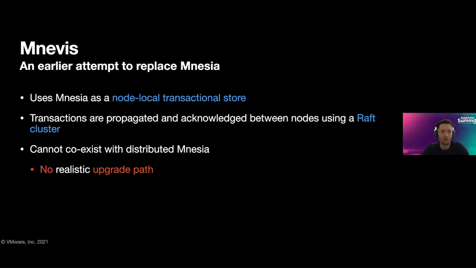One problem with Mnevis is that it cannot coexist with distributed Mnesia, so there is no realistic upgrade path. If you, let's say, ship Mnevis in hypothetically 4.0 or something like that, a 4.0 node will not be able to coexist with, let's say, a 3.9 node. So blue-green deployment is your only upgrade option.